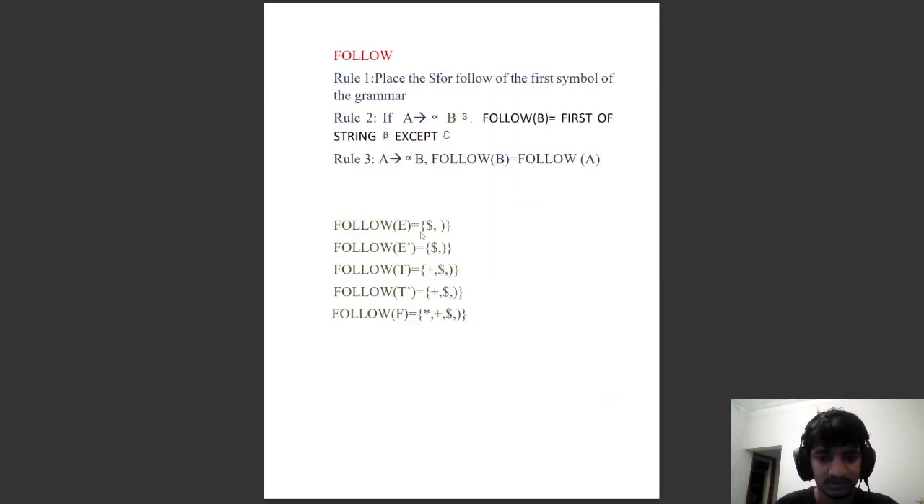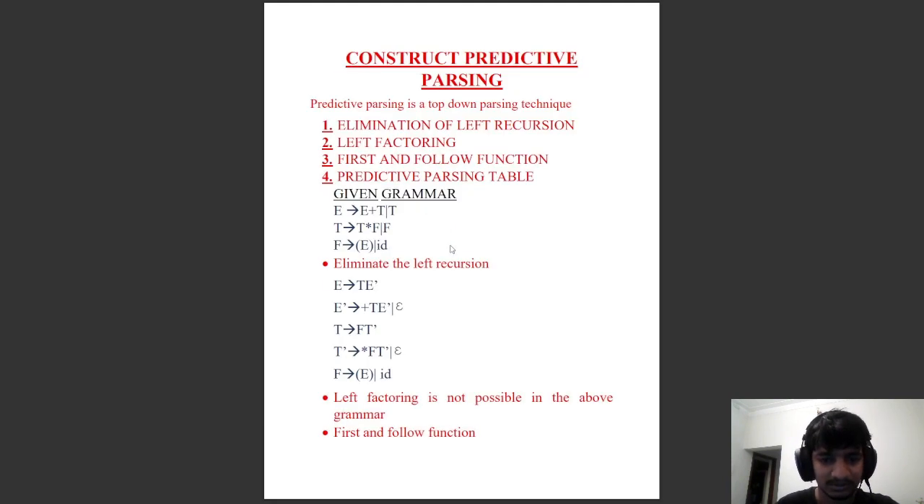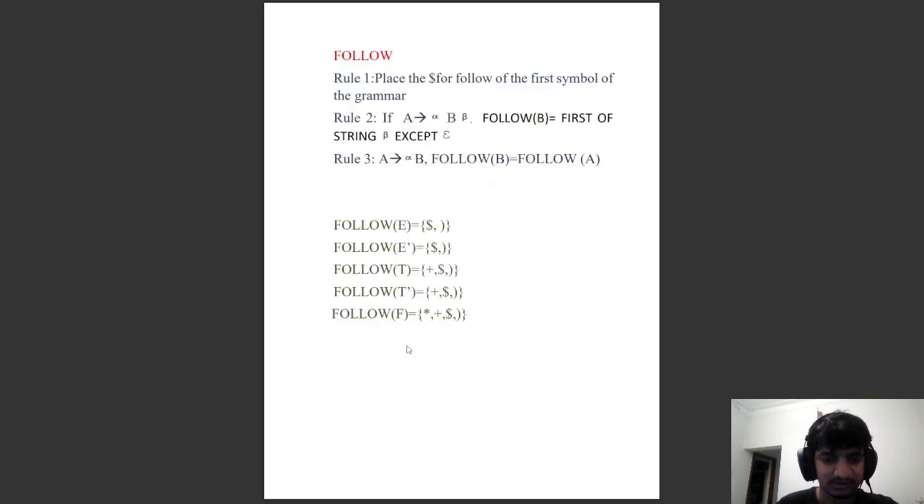Now let's see follow. Follow of E is equal to dollar sign, because that's the starting symbol, and the closing bracket. Let's see the grammar here. For follow of E, you search the right hand side of the grammar, and there's E, and the symbol that is after that is in follow of E. So we have closing bracket and dollar sign. Then follow of E dash.